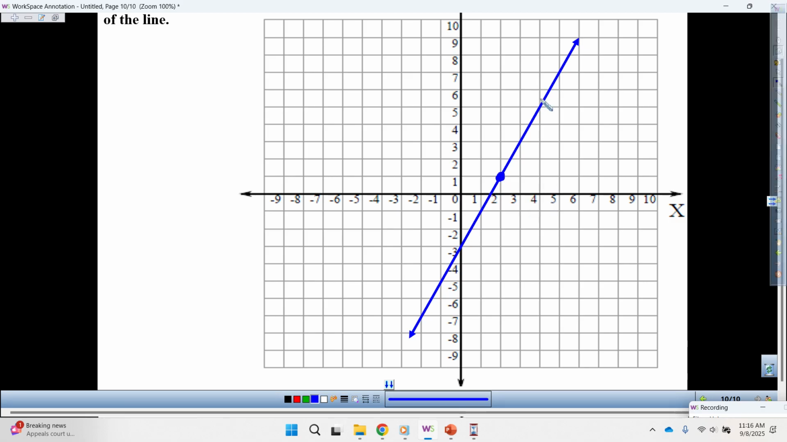and 4, 5. And then draw your straight line that goes like that. Make sure it's straight. All right? All right, here we go.